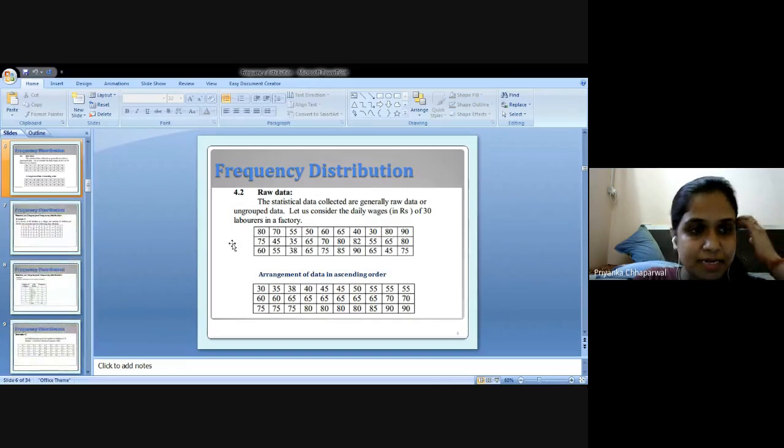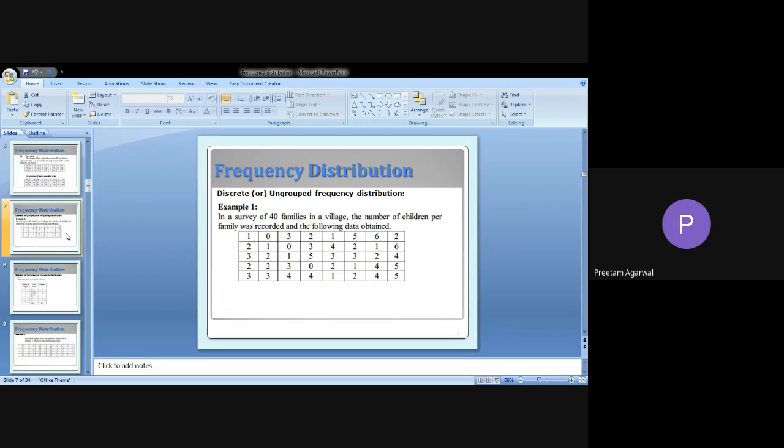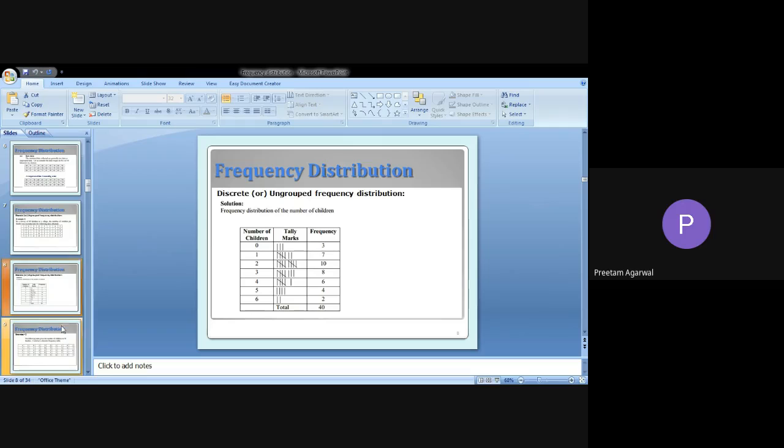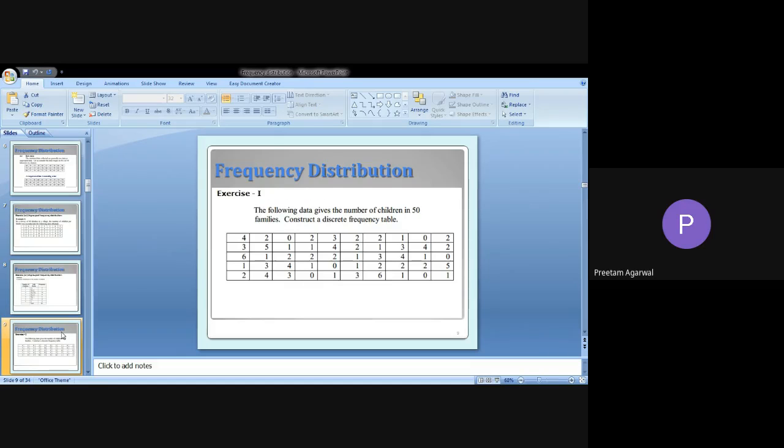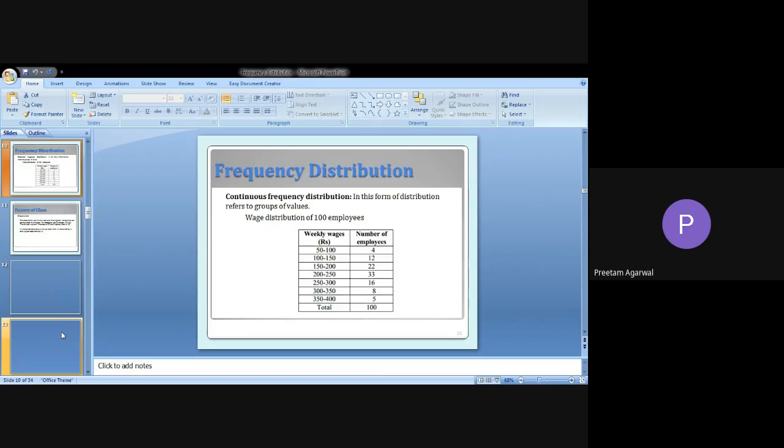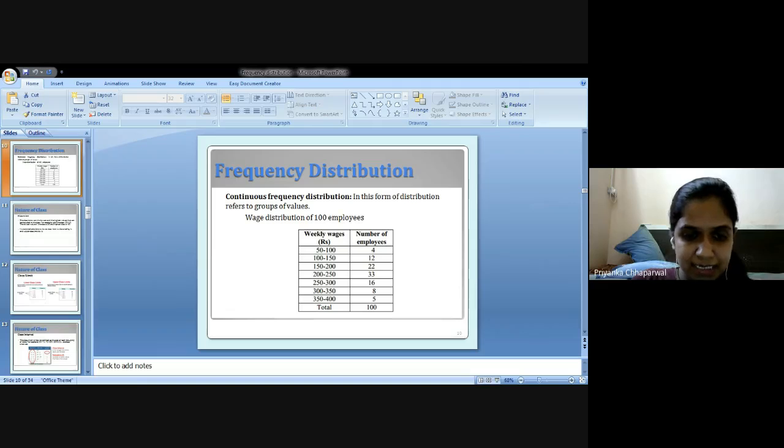Yes, student, you have any doubt? No, ma'am. I think आज के लिए it is enough. समझ में तो आ रहा है ना? What is frequency? Frequency is the number of times a varied value is repeated. It is known as the frequency.